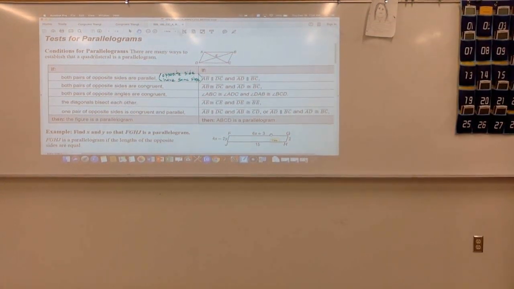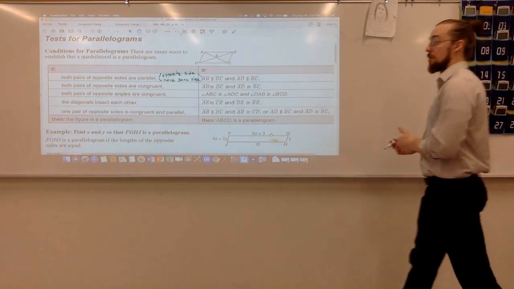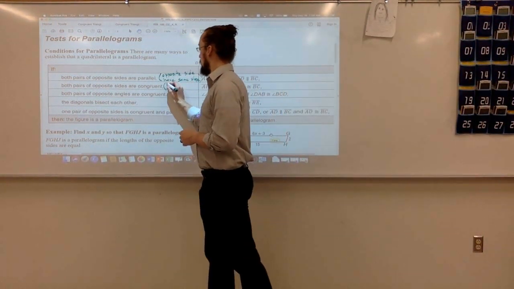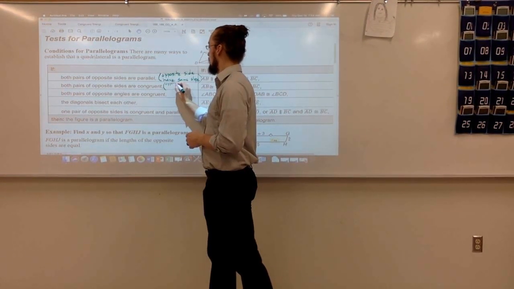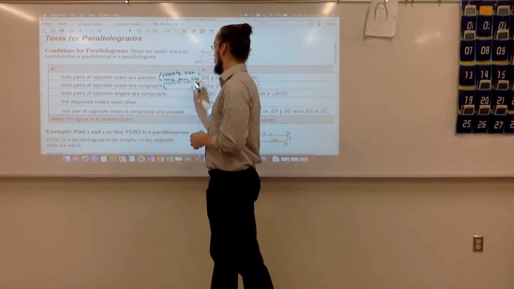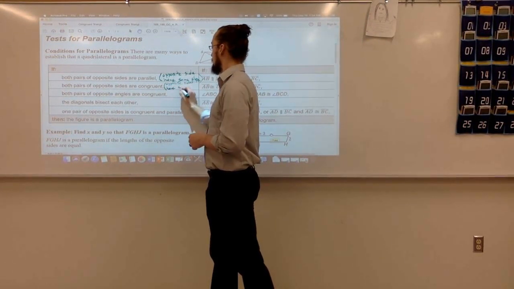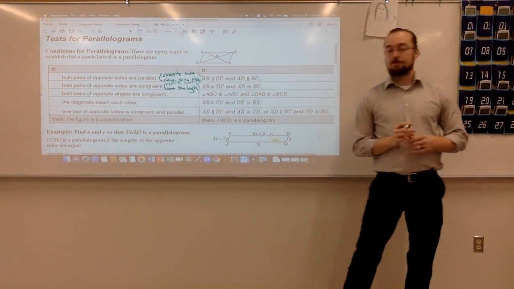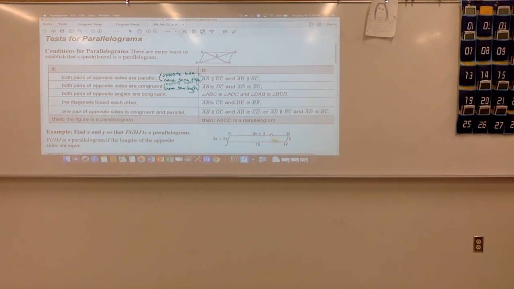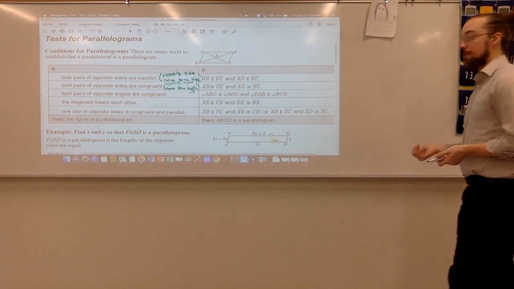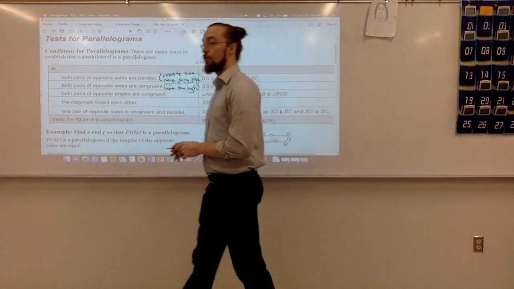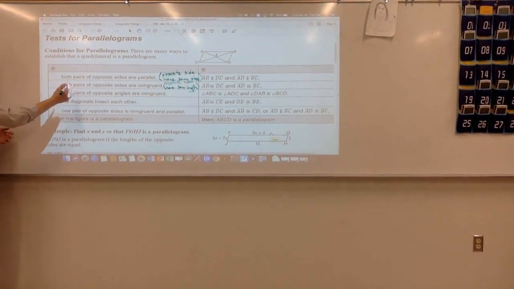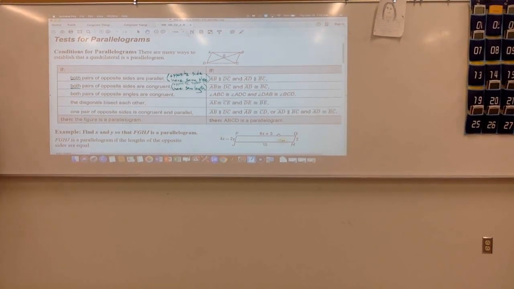Okay, another way is that both pairs of opposite sides are congruent. So, we use the distance formula to show that in the activity. Okay, so if we can show that opposite sides have the same slope, then it's a parallelogram. If we can show that opposite sides are congruent, then it's a parallelogram. Now notice it says both pairs, right? We have to show that both pairs of opposite sides are congruent, or both pairs of opposite sides are parallel.